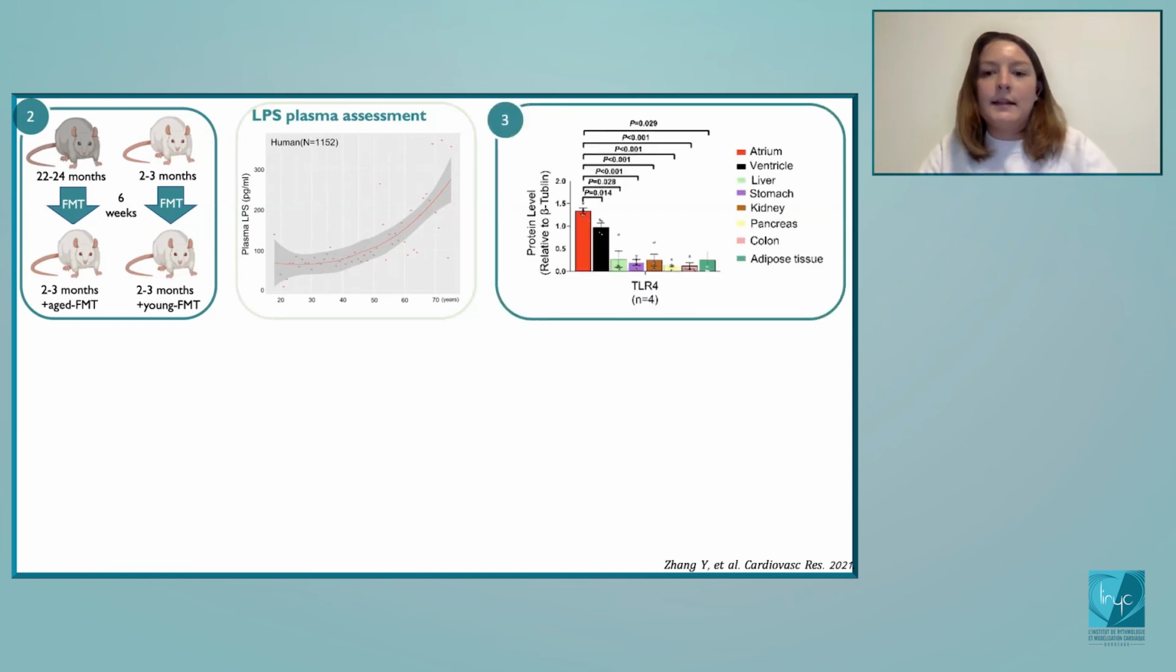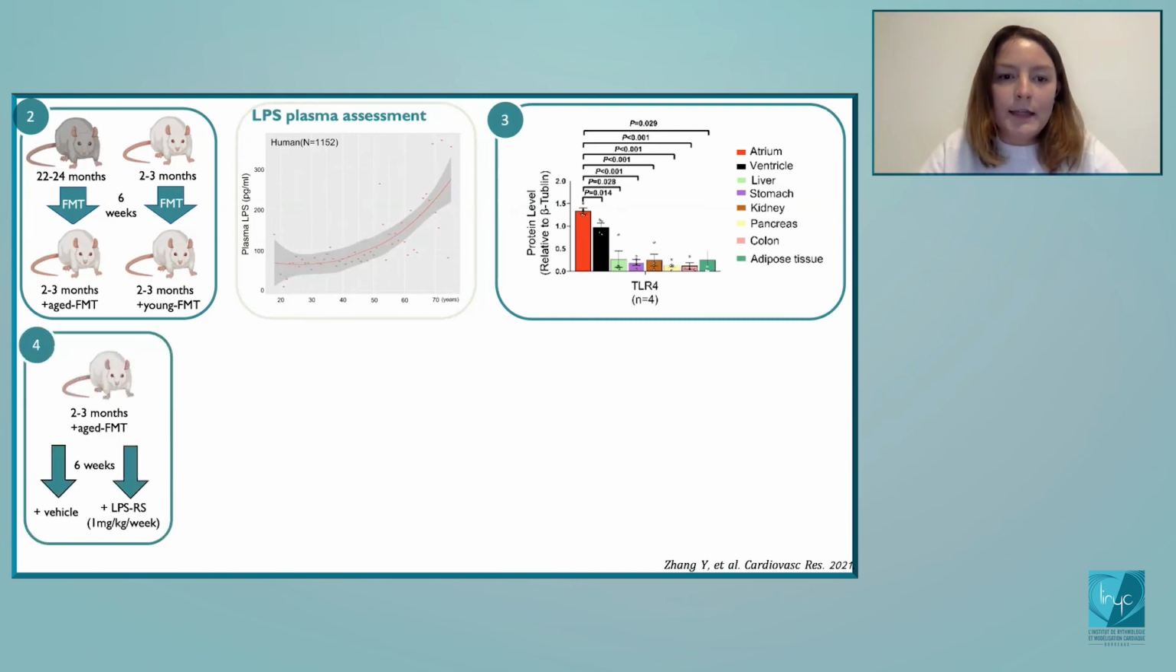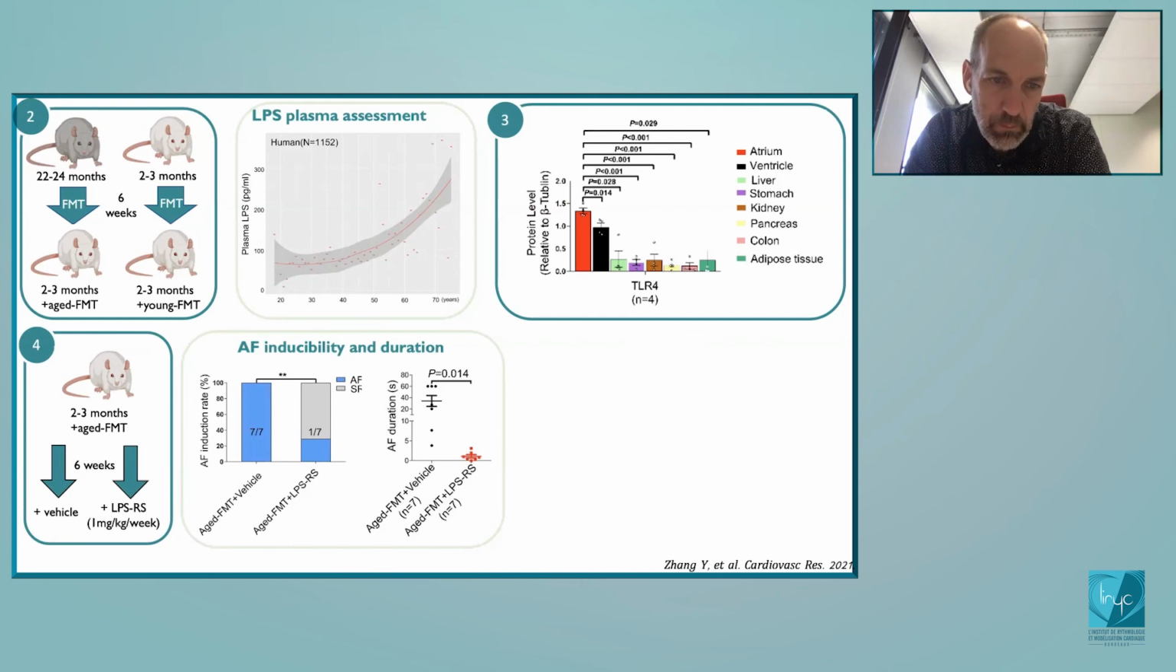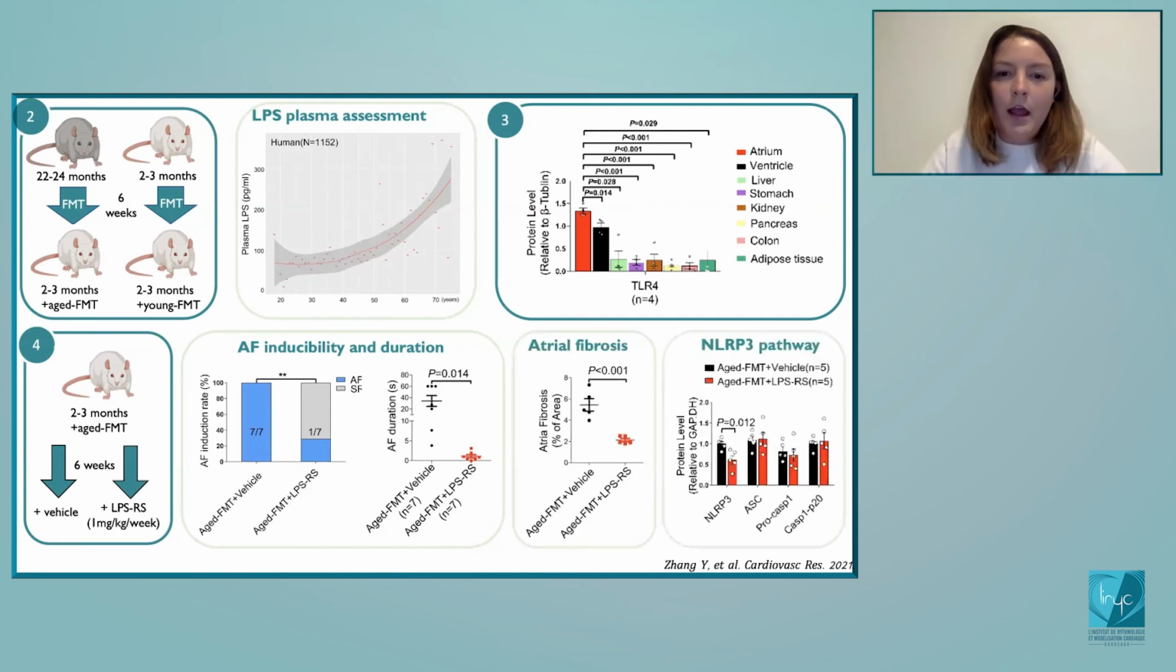As lipopolysaccharide leads to the secretion of inflammatory cytokines, mainly by activating the expression of toll-like receptor 4, the authors assessed the expression of toll-like receptor 4 in different organs and found that the highest expression is in the atrial tissue. In rodents, to confirm lipopolysaccharide-derived atrial fibrillation promotion with aging, the authors used a lipopolysaccharide antagonist in the aged microbiota recipient rats, and atrial fibrillation inducibility and duration were reduced, and furthermore, the atrial fibrosis and the expression of NLRP3 were decreased in the atria.